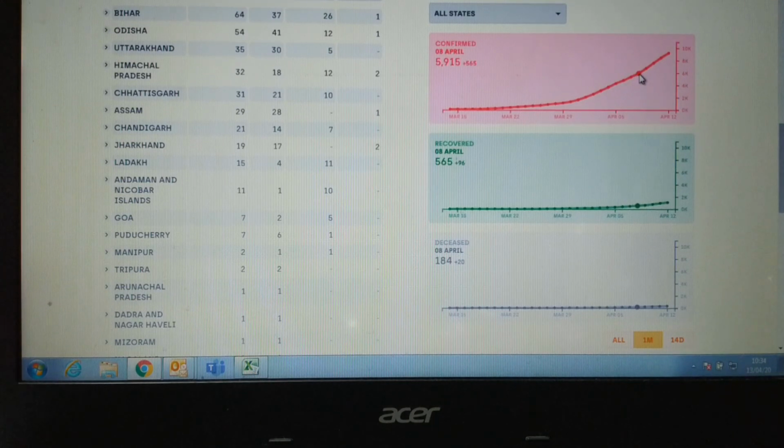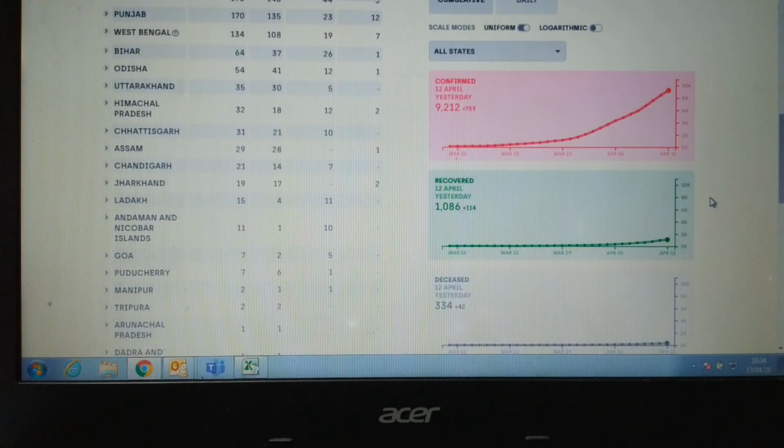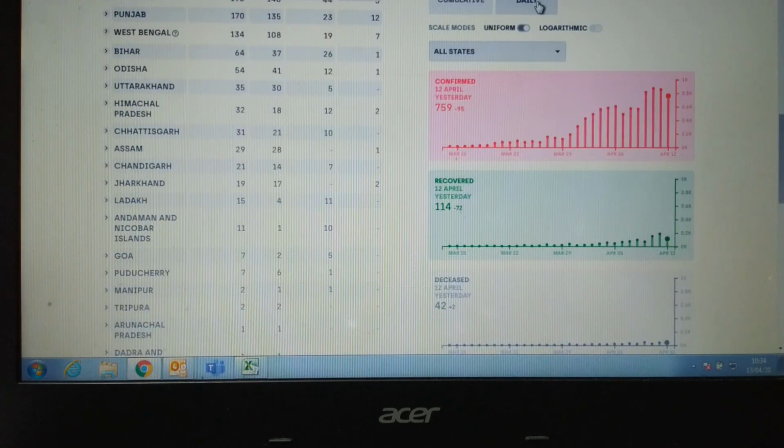Then again we started flattening it in this area. If we follow these three lines, we could have ended at 6,000, 7,000, but we are approaching 10,000 because of this part which is a little steeper. So this is important. The reason being, if we go to daily cases, we will make it out more.